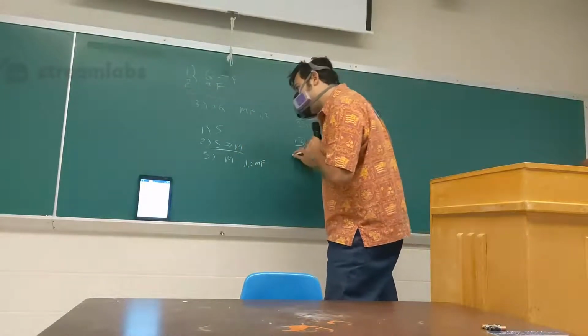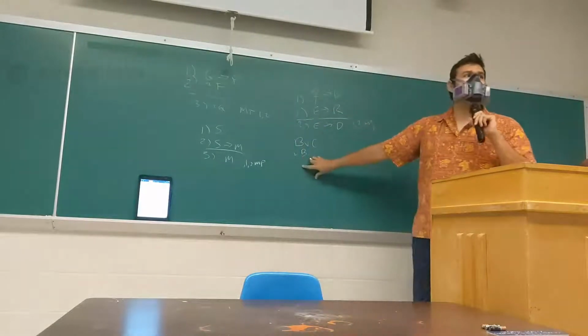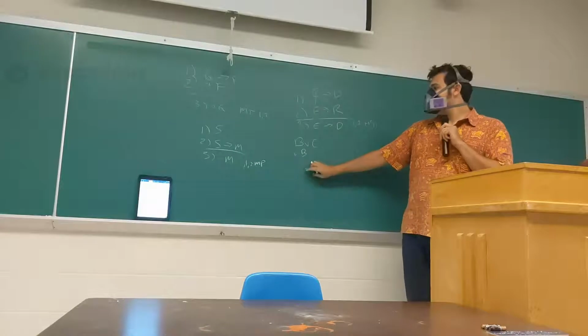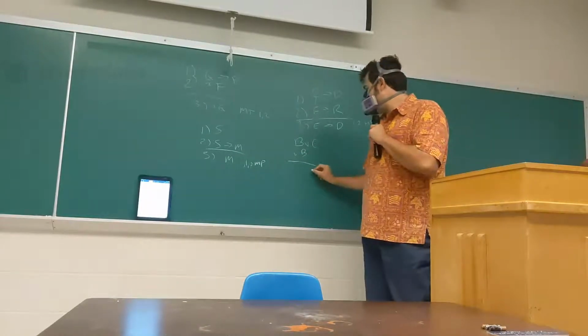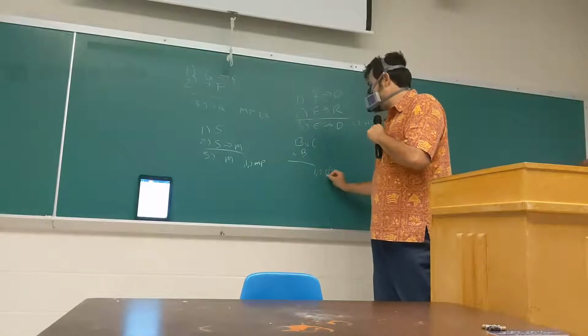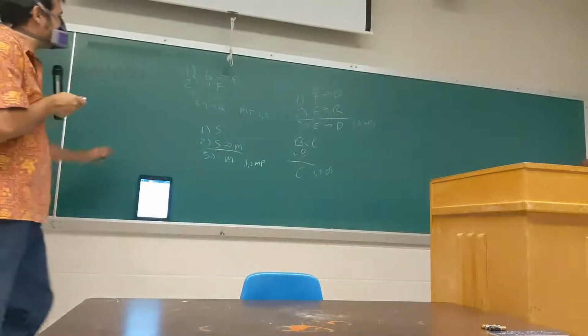B or C? Not B. Jillian, what can I conclude from this? C. Why? What rule? DS. Good. So 1, 2, disjunctive syllogism. Good.